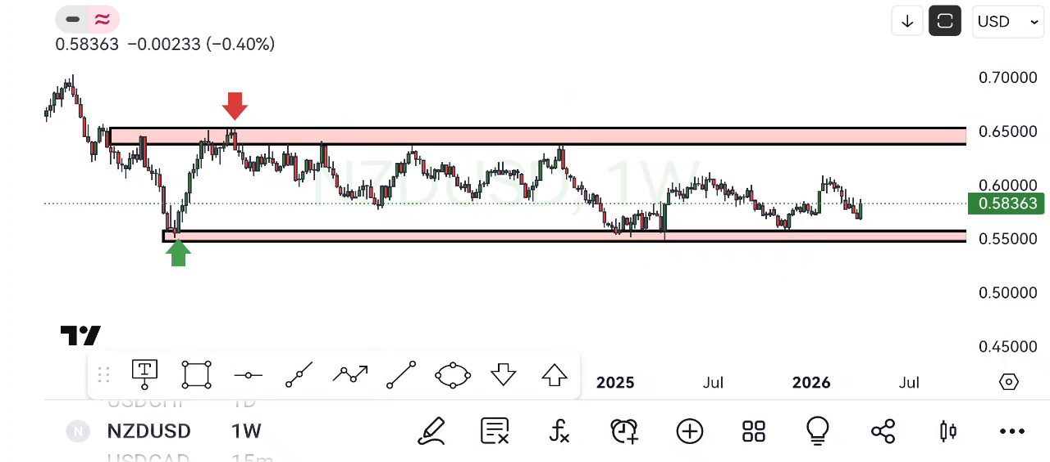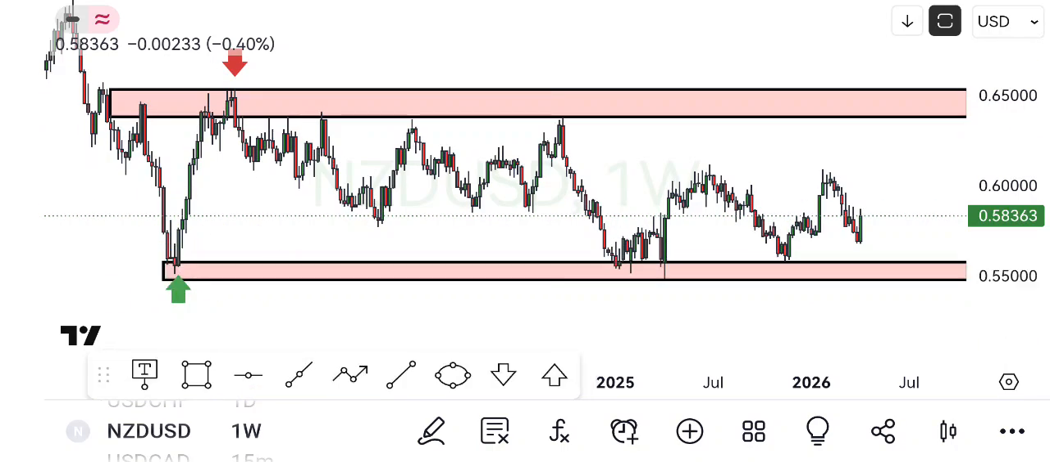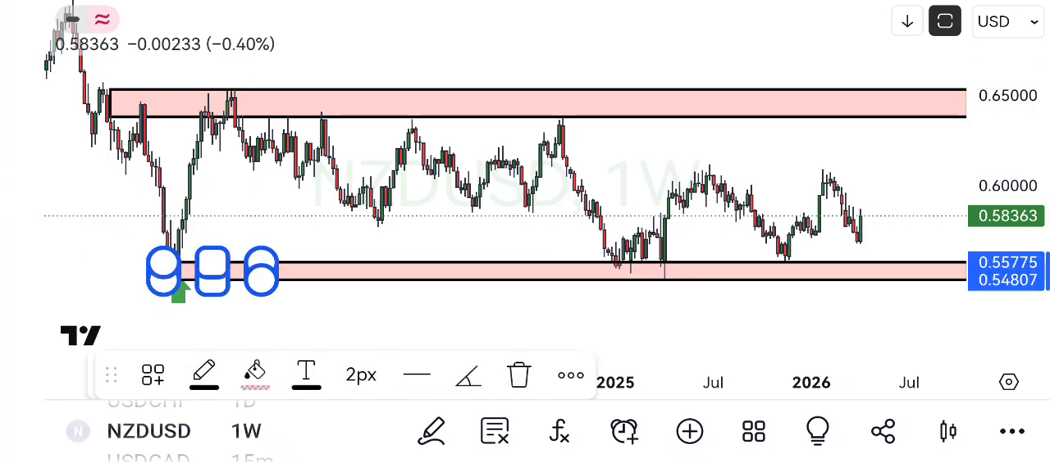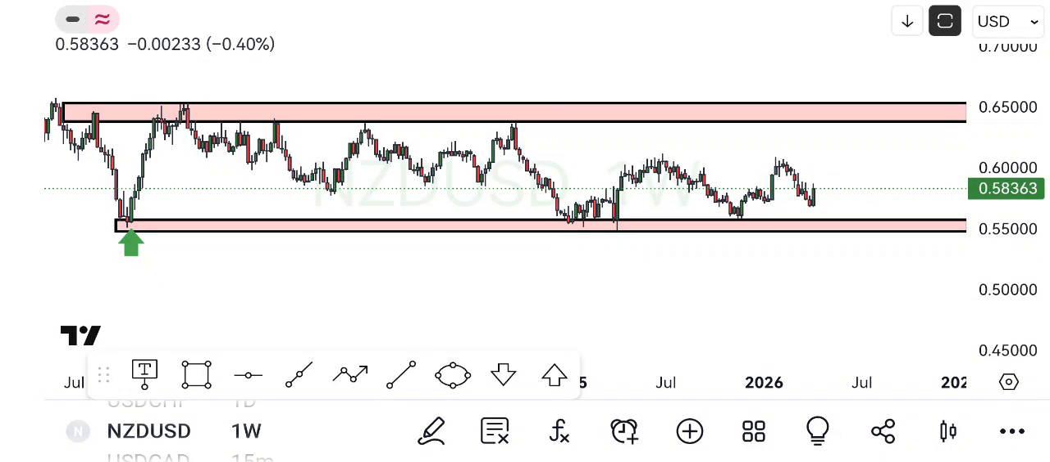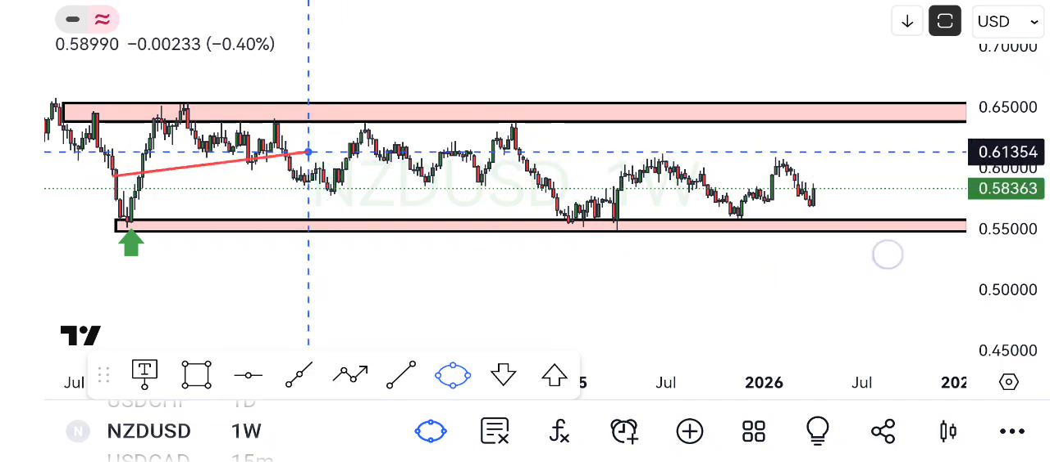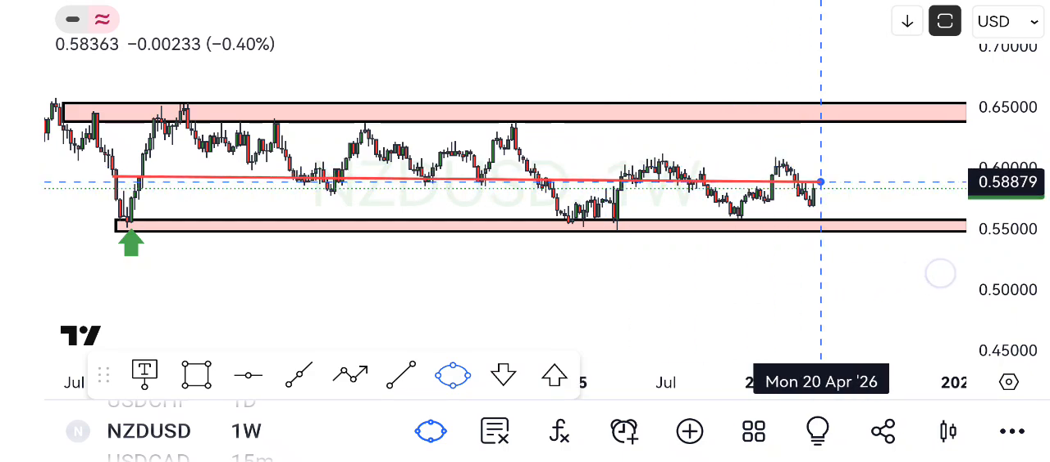Practice makes perfect. It's not easy, but it's easy. This thing doesn't want to be deleted, I'm leaving it. So the way I am seeing my higher time frame, the weekly time frame, I'm seeing a ranging market which is going sideways.